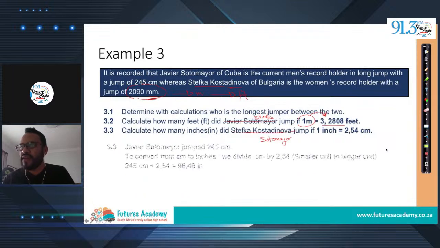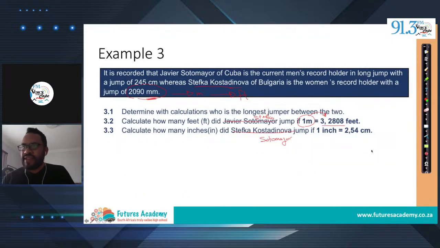Now, before we go into that, we go to Sotomayor. We know 1 inch is equal to 2.54 centimeters. This one's a little bit less complex. And the reason it's less complex is when we go to Sotomayor's record of 245 centimeters, it's already given in a unit that we can work with, that is in our conversion factor over here.